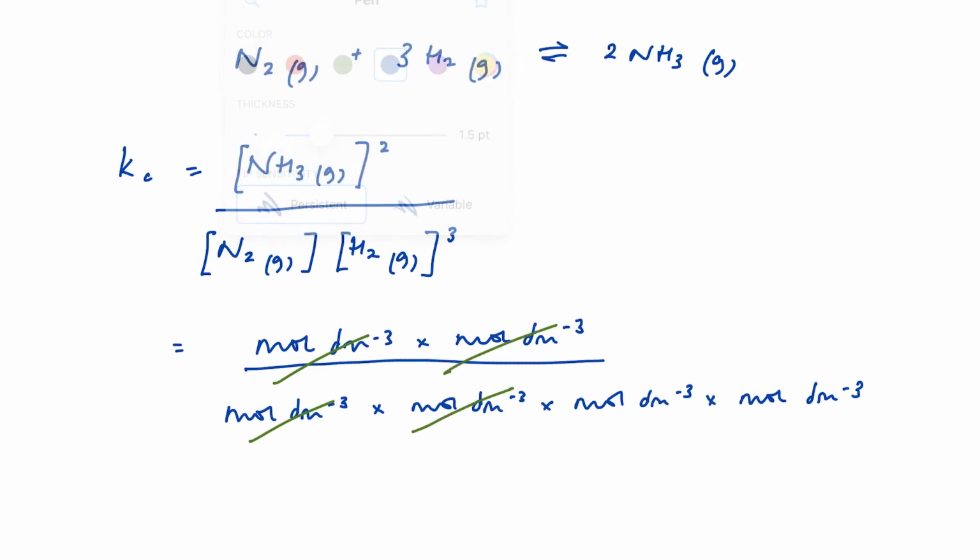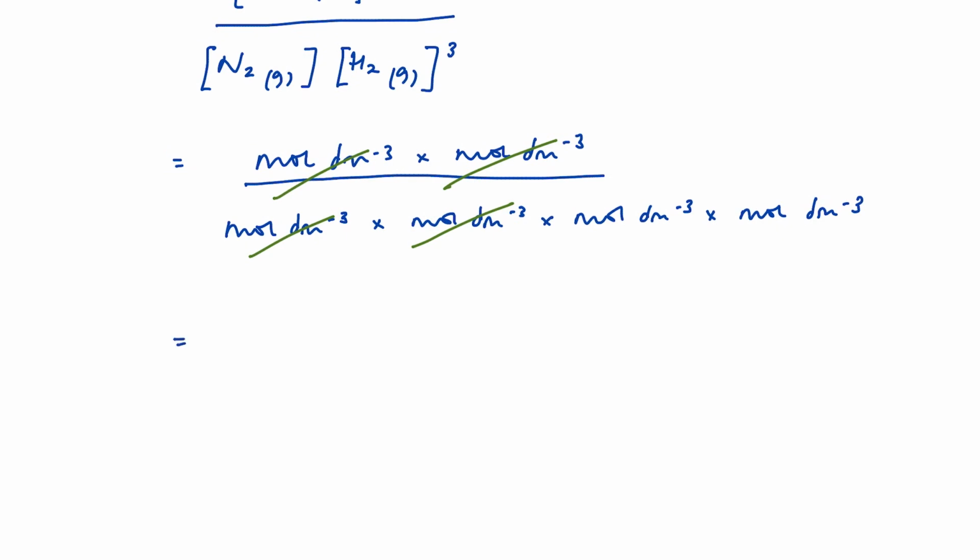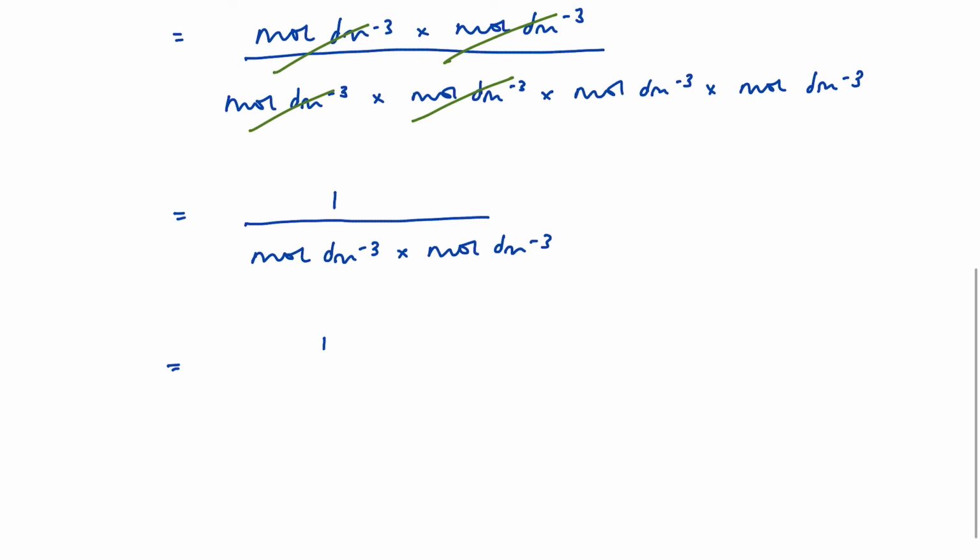So my units look to be 1, because the top layer is cancelled out, over mole per decimeter cubed times mole per decimeter cubed. Let's tidy this up. So that becomes mole squared dm to the minus 6. Now, even though it's multiplied, it's added because it's a power. So it's not 3 times 3, it's not to the minus 9, it's minus 3, minus 3, so minus 6.